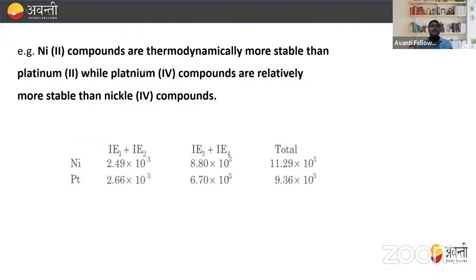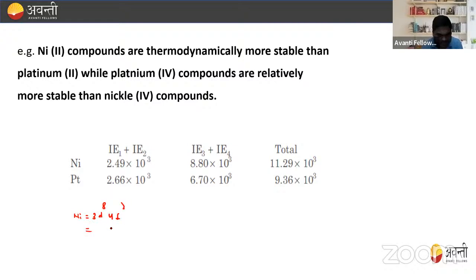Now, for example, nickel 2 compounds are thermodynamically more stable than platinum 2, while platinum 4 compounds are relatively more stable than nickel 4 compounds. So why is this happening? It is because of the sum of their ionization enthalpies. If I'm talking about nickel and platinum, their sum of ionization enthalpy 1 and 2 is like this. Nickel has the electronic configuration 3d8 4s2.